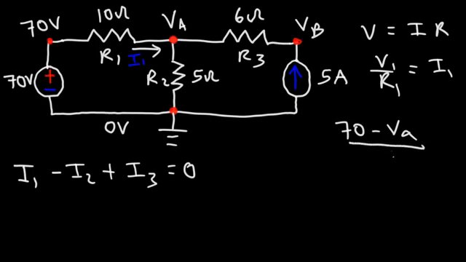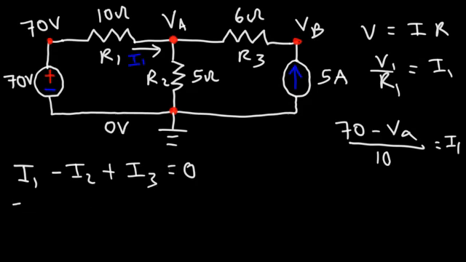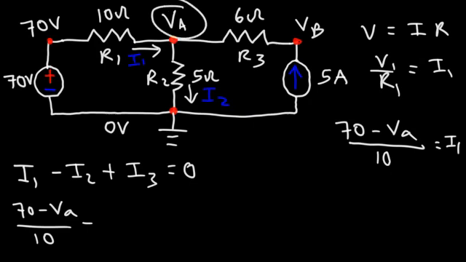Now we're going to divide this by R1. R1 is 10, and that's going to give us I1. So that's how we're going to calculate the currents in this equation. So let's replace I1 with 70 minus VA over 10. Now what about I2? So that is the current that is flowing through the second resistor. So the voltage across that resistor is the difference in electric potentials of VA and 0 volts. So VA minus 0 is simply VA, divided by the resistance of 5 ohms.